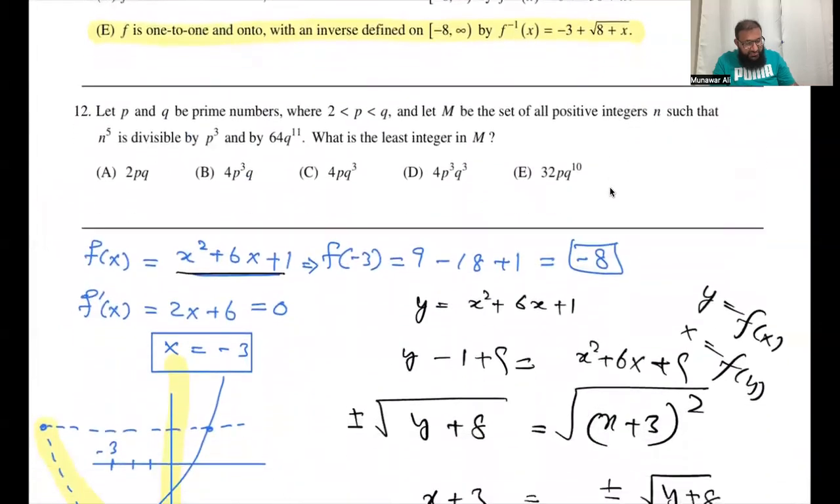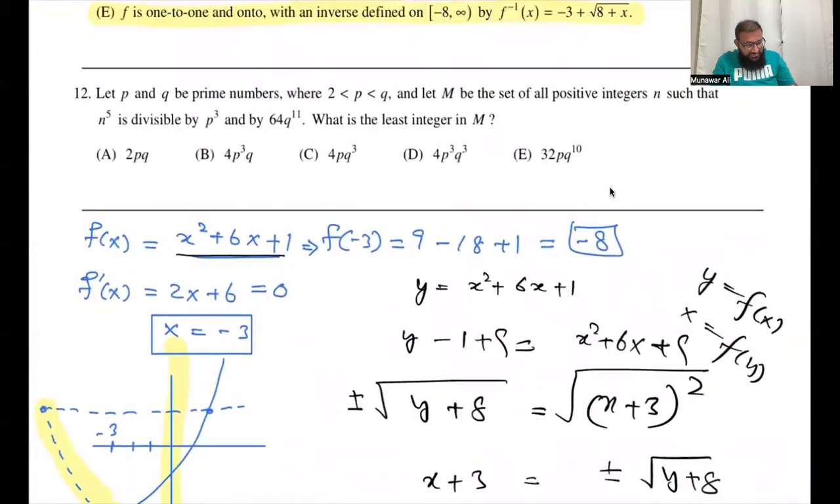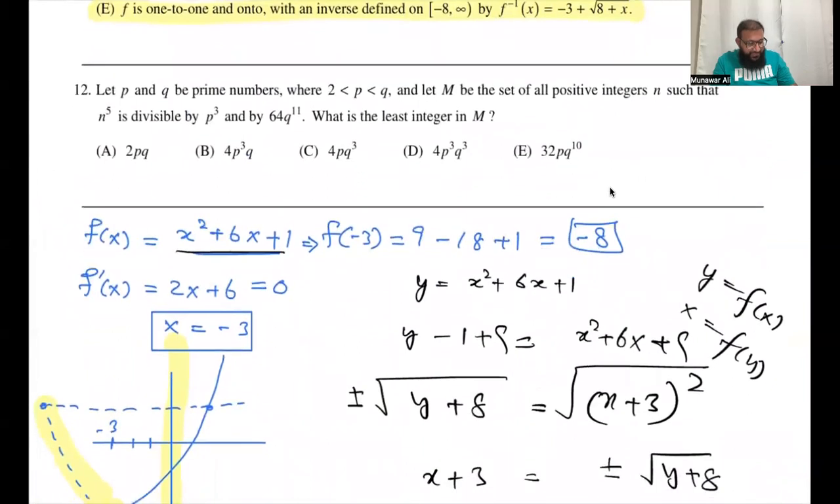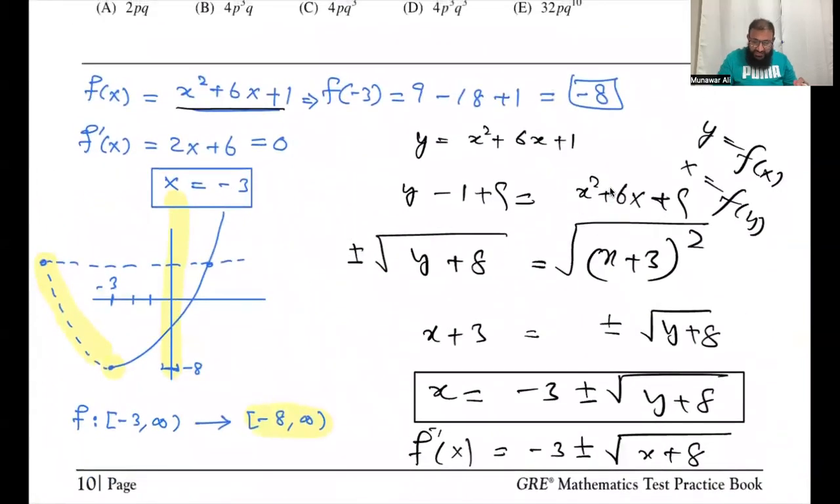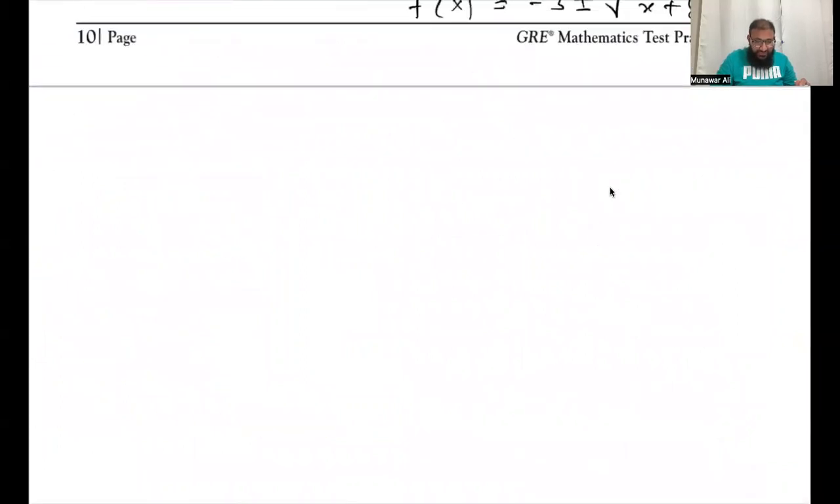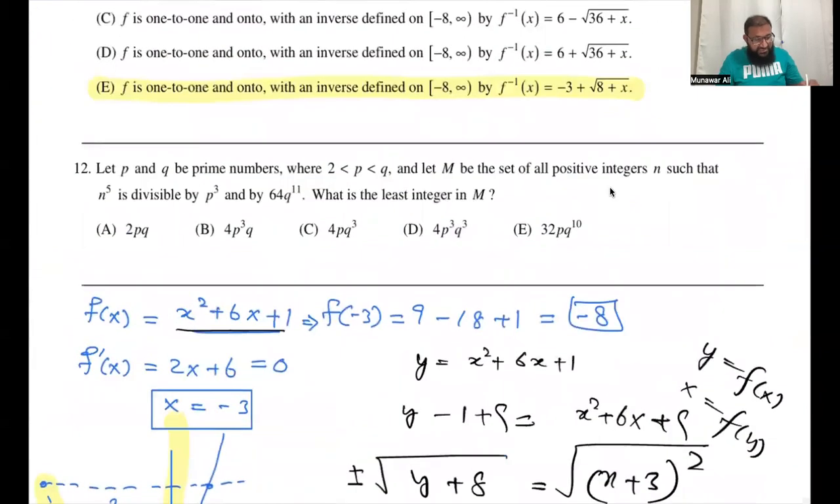And now question number 12. So I don't have enough space, but I can make it. What am I doing? I can make space by adding a page. Yeah, I added a page, so I have space now.